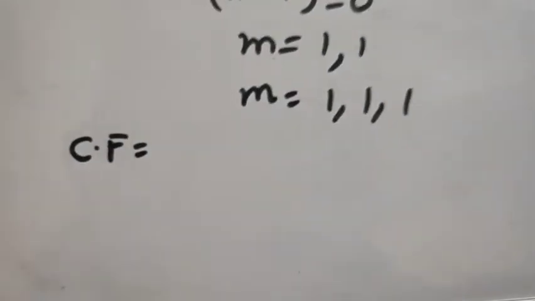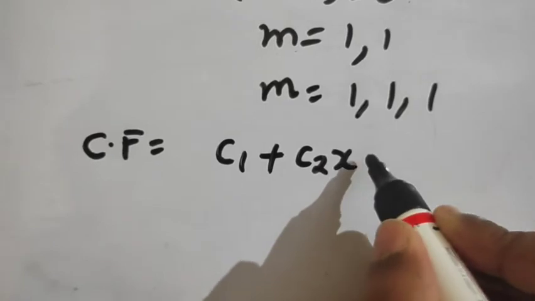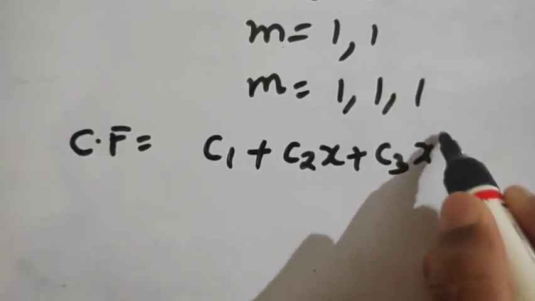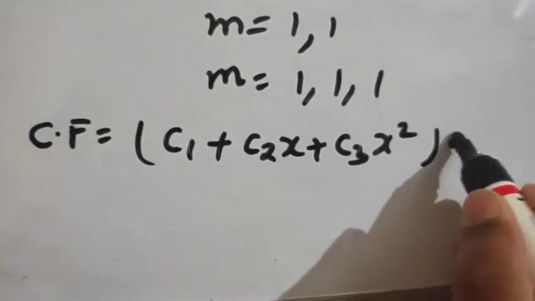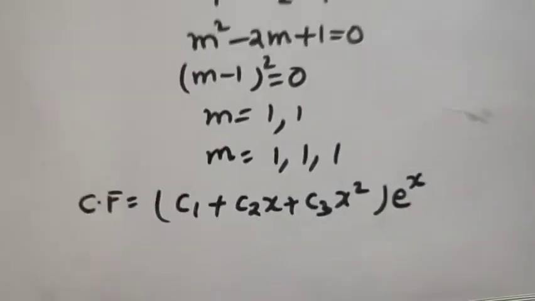know the rule: c1 plus c2 times x, because it is repeated, plus c3 times x square, and with that you write e power mx. So e power 1x, which is this.